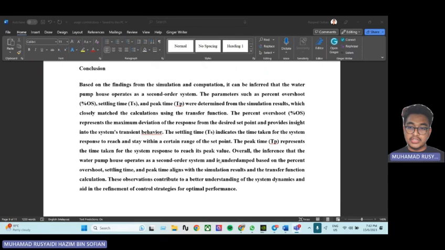Overall, the inference is that the water pump house operates as a second order system and is underdamped, based on the percent overshoot, settling time, and peak time, which align with the simulation result and the transfer function calculation. This observation contributes to a better understanding of the system dynamics and aids in the refinement of the control strategy for optimal performance.